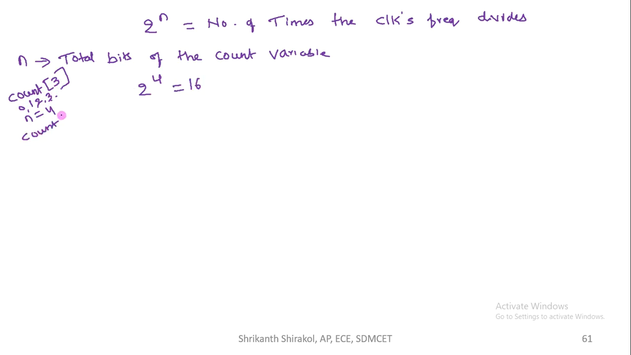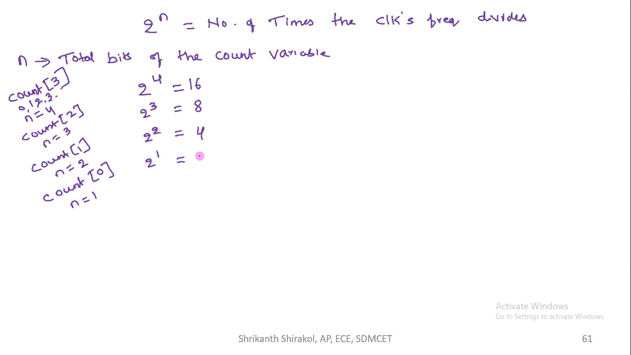If I take count of 2, it is sufficient if I take 3 bits. So 2 raised to 3 is equal to 8. Count of 1, I can have it in a 2-bit counter also, with count of 0 and count of 1. Only 2 bits will be there. 2 raised to 2, 4 times it divides. If I have a 1-bit counter, only 1 bit, then it is 2 raised to 1 equal to 2. It will divide by 2. So this is the extraction of the information from the previous fundamental. Now we are at the last part of the understanding. The last part is, the question was like this.